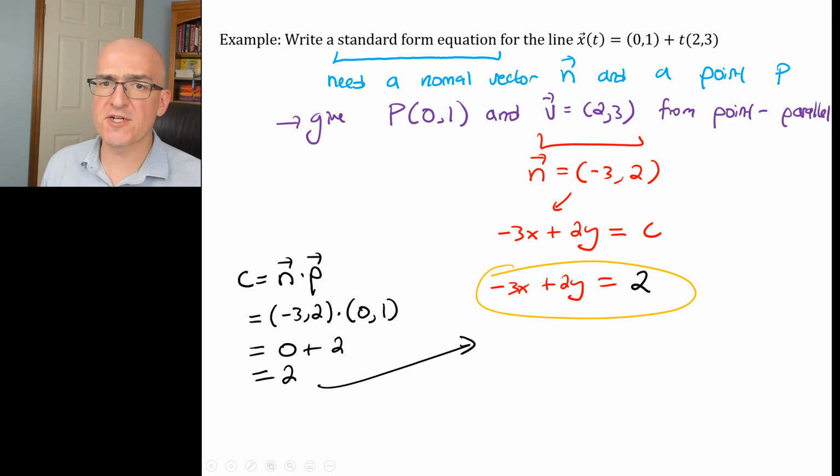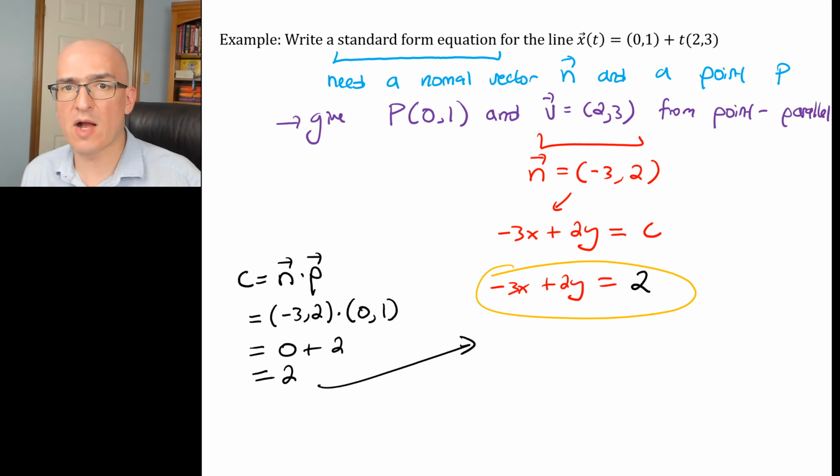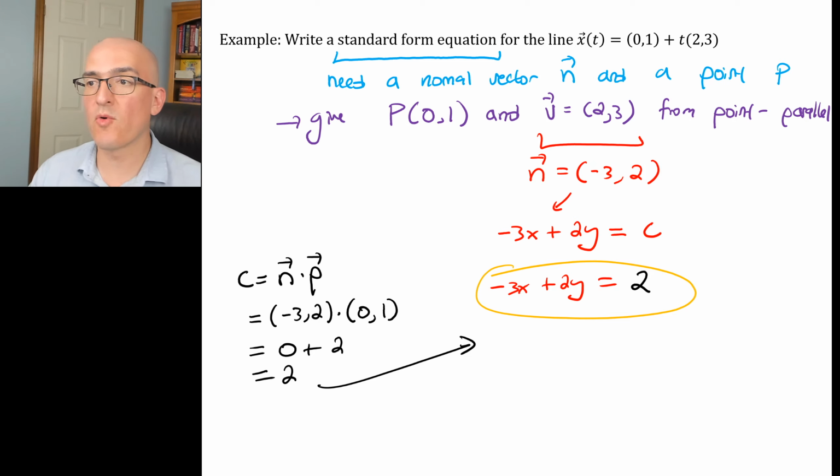That's our answer. It's worth doing a quick check. Does this contain the point 0, 1? So if x is 0, what is y equal to? So I got negative 3 times 0 plus 2y is equal to 2. So 2y is equal to 2, y is equal to 1. It recovered the point 0, 1. It's just a quick check that all the arithmetic was done correctly.